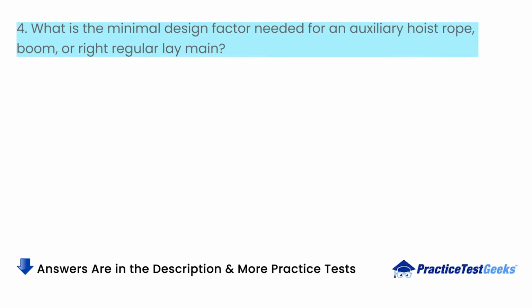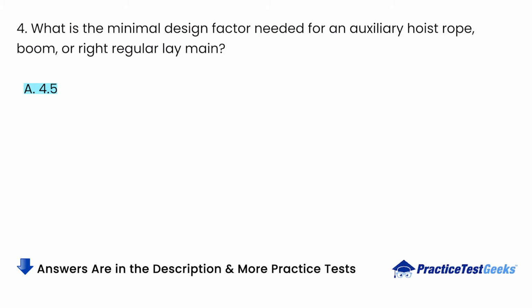What is the minimal design factor needed for an auxiliary hoist rope, boom, or right regular lay main? A. 4.5. B. 3.5. C. 5.5. D. 2.5.